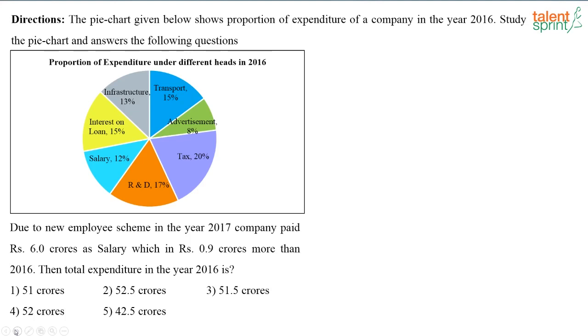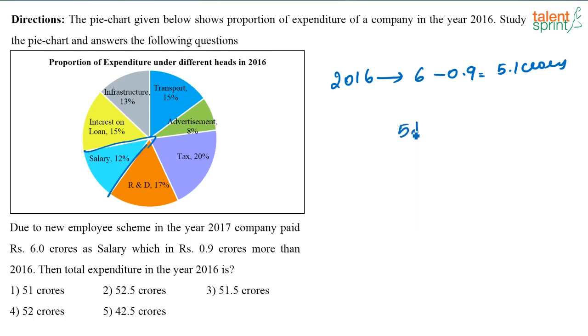See what is given here. In the year 2017, they have paid 6 crores as salary, and which is 0.9 crores more than 2016. So what is the salary that is paid in 2016? 6 minus 0.9, that is 5.1 crores is paid in 2016. Now this 5.1 crores, if you look at 2016, salary accounts to 12% of the total expenditure. So 5.1 crores is equivalent to 12%. So you have to find out what is the total expenditure or what is 100%.